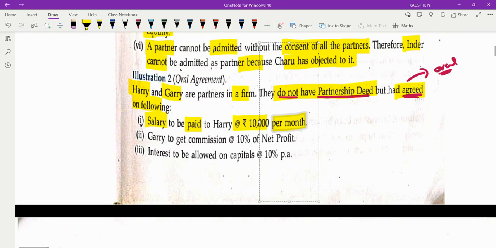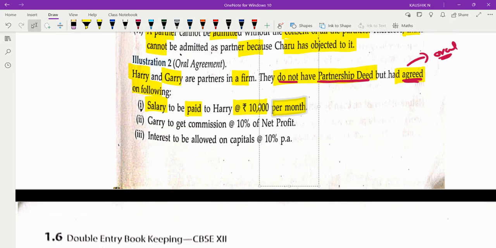Okay, why so? Why is it so? Okay, deed. So it is an oral agreement. So the deed is not in a written document. So accordingly, you mean to say they will not be provided with salary. Am I right? Okay, fine. What about the others?